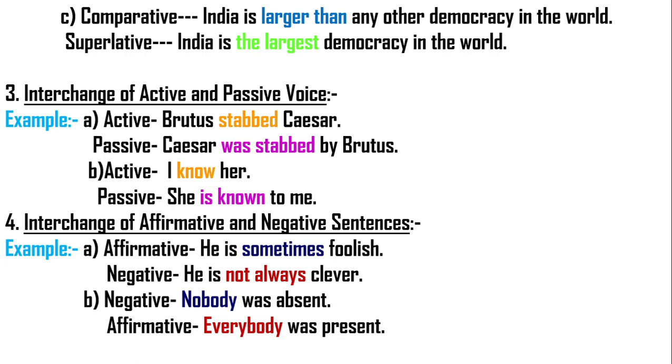One thing you have to remember, while we are transforming, we will change the sentence from one form into another, but we will not change the meaning of the sentence. The meaning remains as it is. We will change the form without changing the meaning. Let us look into the second example. The negative sentence is nobody was absent. And when we change into positive, everybody was present. When nobody was absent, so everybody was present, the meaning of the sentence does not change.